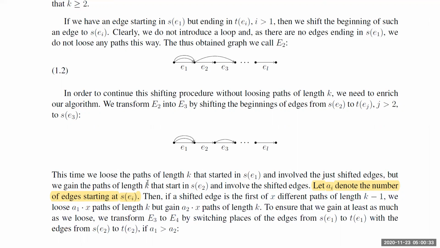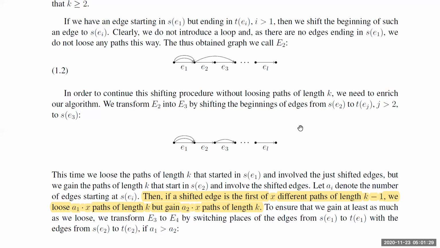Let AI denote the number of edges starting at the vertex S of EI. Okay. So that's the first part of notation. And now let me denote by X the number of all different paths of length k minus 1, which has a shifted edge as its first edge. And you see already here we use that k is at least 2. Because if k were 1, then we would talk about paths of length 0. And well, I mean, we can still do it, but these assumptions on k and l are actually useful.